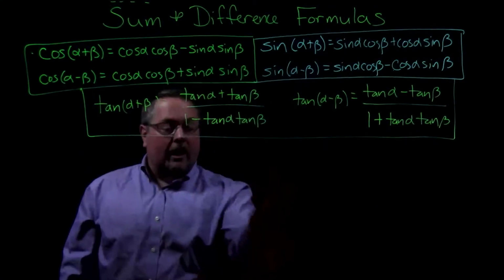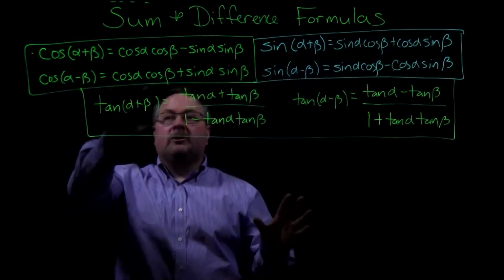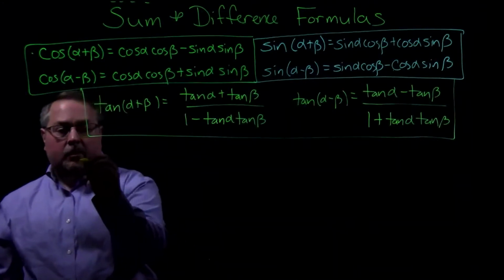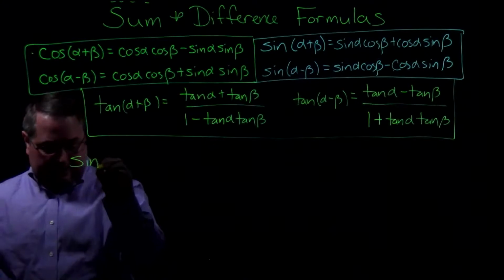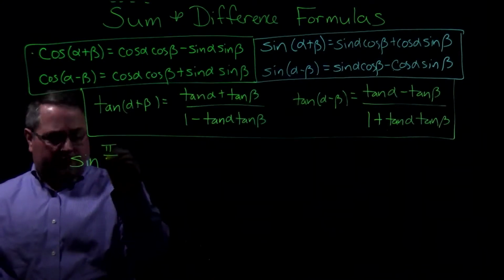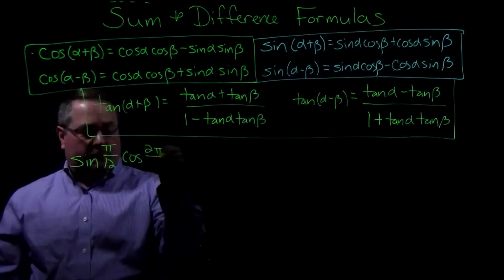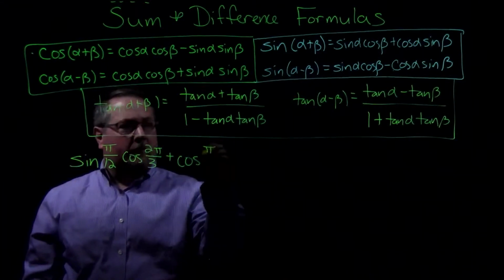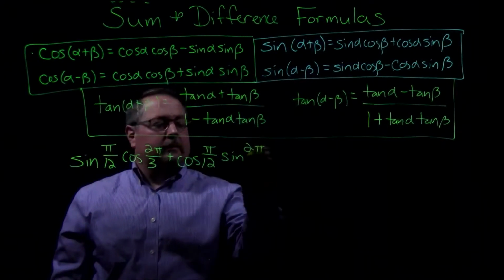So remember, a trig formula or trig identity is an equality, it's an equation, so the left and right hand sides are always equal. So for example, if we wanted to simplify the sine of pi over 12 times the cosine of 2 pi over 3 plus the cosine of pi over 12 times the sine of 2 pi over 3.